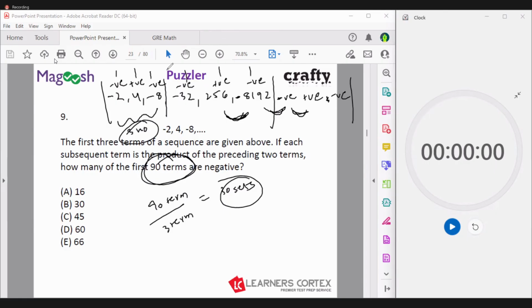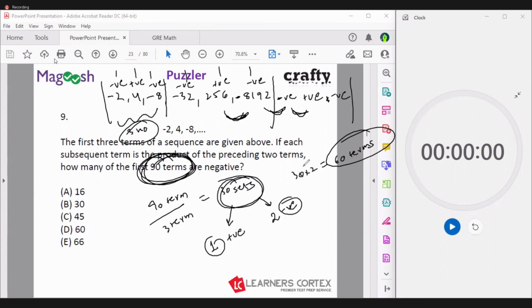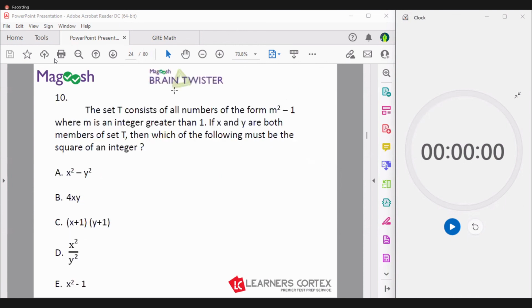Does that make sense? Yes, sir. Okay. Now since there are 30 sets and in each set there is one positive number and 2 negative numbers, the total number of negative numbers in total 90 terms would be 30 times 2, which is 60 terms. Does it make sense now? Yes, sir. Okay. So total number of terms which would be negative in the first 90 terms would be 60.